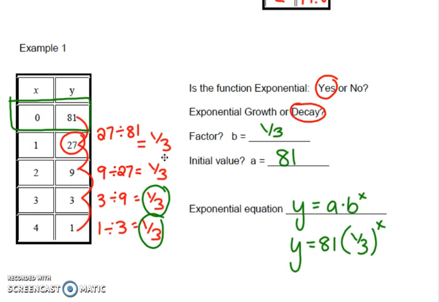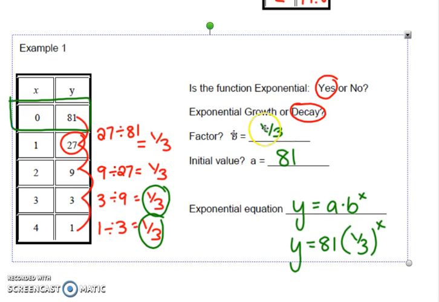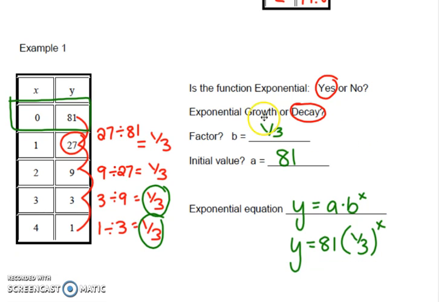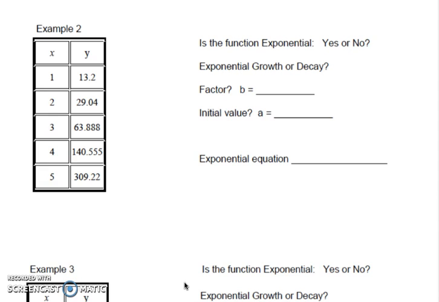Okay. So that is how you find an equation from a table. So again, you need to find the growth factor first. And you do that by picking a number and dividing it by the one before it. Hopefully they've given you your initial value, or you can keep finding it by multiplying. So let's look at some more problems. Example 2.